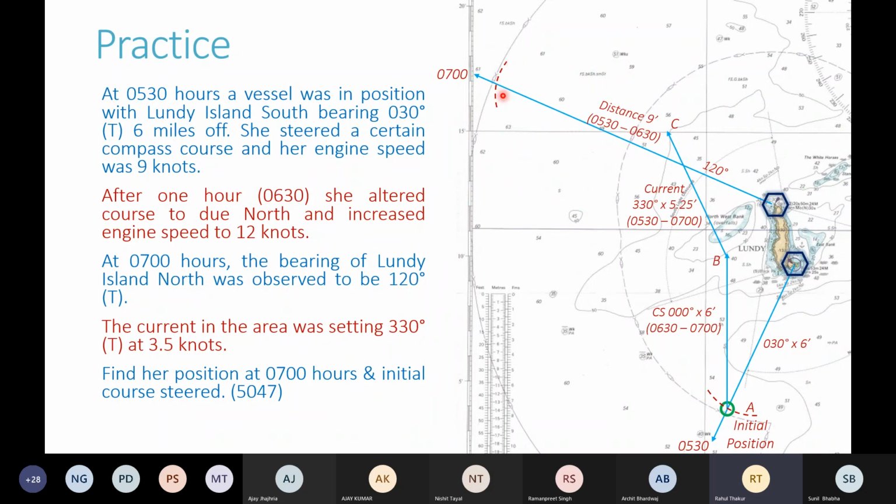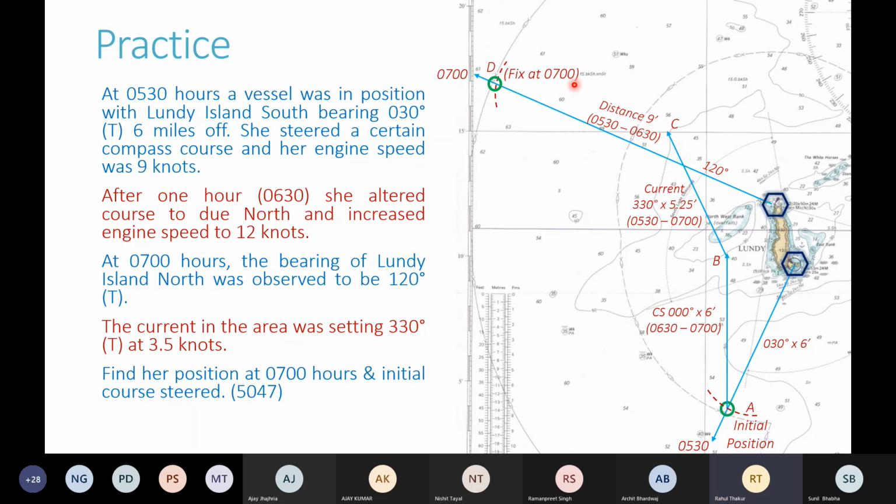You can see this arc plotted on the chart here. The point where this arc cuts my 0700 bearing line, let's name that point as D. Now this D point is my fix at 0700.